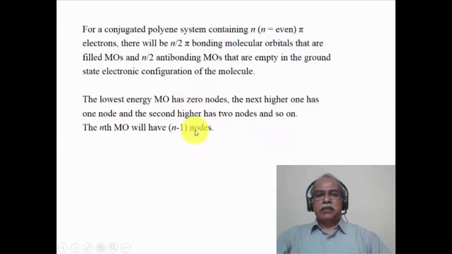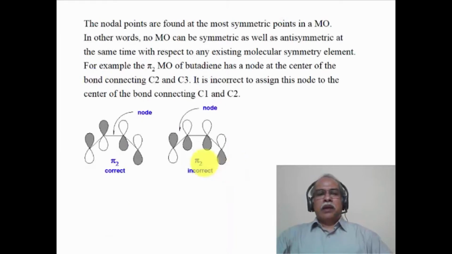We will see what this means essentially. The node is essentially a point in a molecular orbital where the probability of finding an electron is 0. In other words, the electron density at that particular point is close to 0. Now the nodal points are generally placed at the most symmetric place of the molecular orbital.